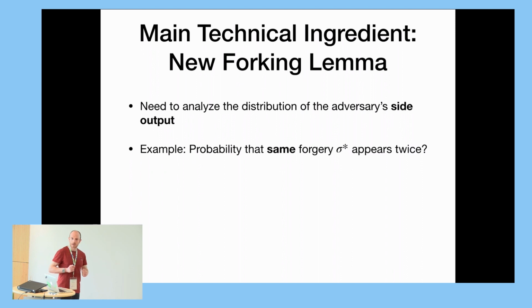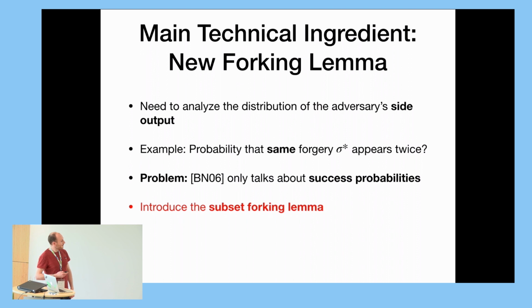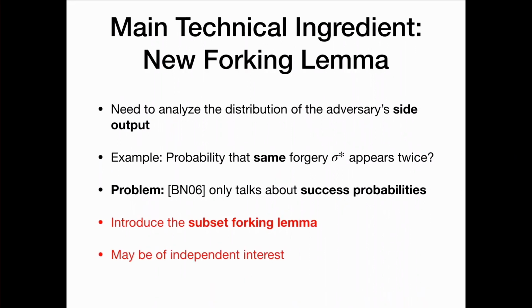signature twice, okay? And as it turns out, this is something that we can't infer from the Bellare and Neven generalized forking lemma, because the only thing that the forking lemma by Bellare and Neven would tell us in this context is that the adversary is successful twice, but it can output any two forgeries. And this is why we needed a more general and more refined version of this forking lemma. And this is exactly the type of forking lemma that we introduce here, and we call it the subset forking lemma. And it actually can be shown to imply the forking lemma by Bellare and Neven. And as I said, I think it might also be of independent interest for other works.